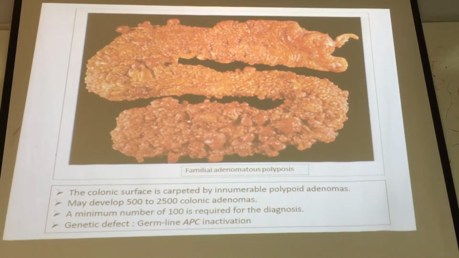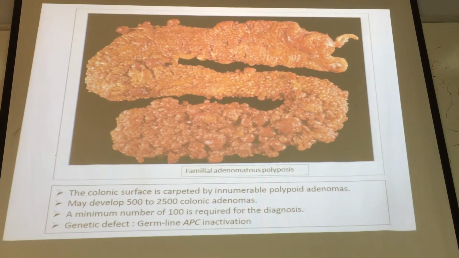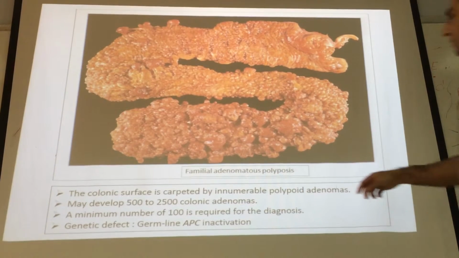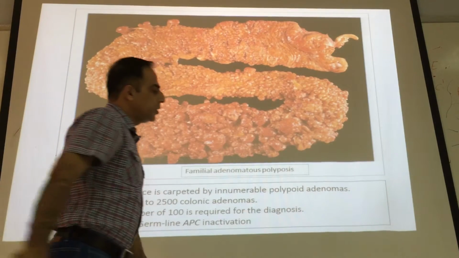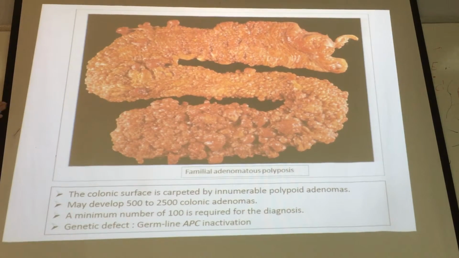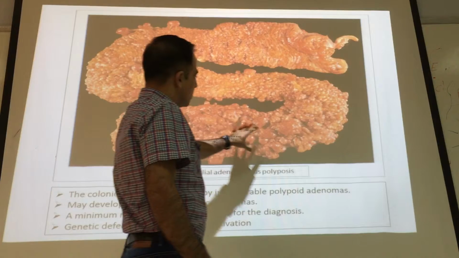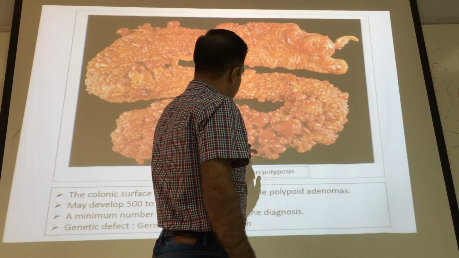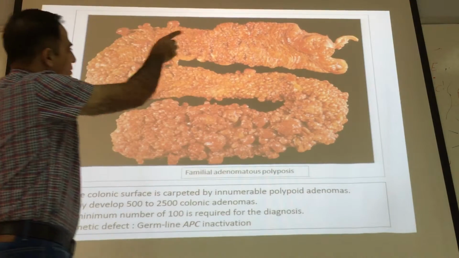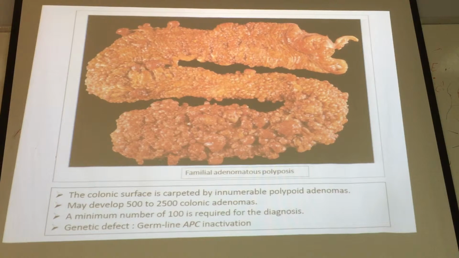So one of them is FAP, familial adenomatous polyposis. Here what do you find? The colonic surface is carpeted, just as a carpet. It is carpeted by innumerable polypoid adenomas. Only adenomas you will find. Many adenomas, so here the concentration is much more. Some small, some big. So the whole of the colon is filled with, studded with the adenomas.